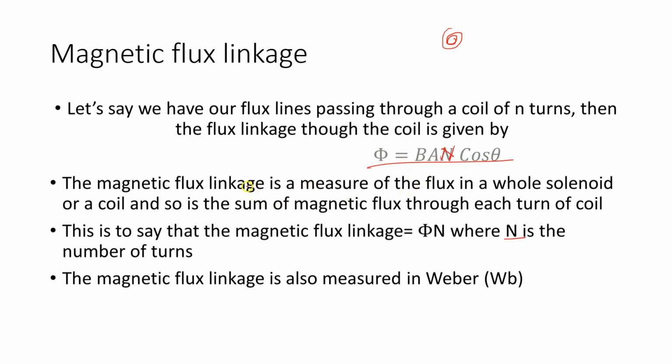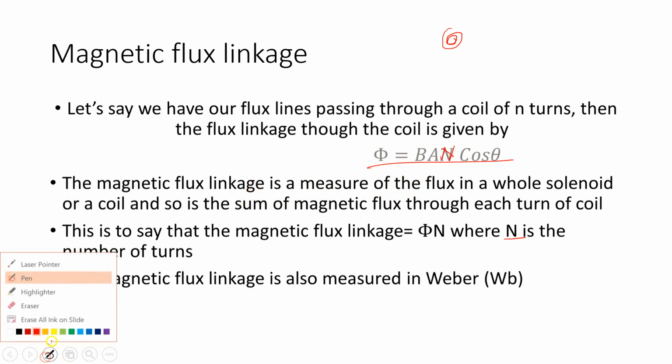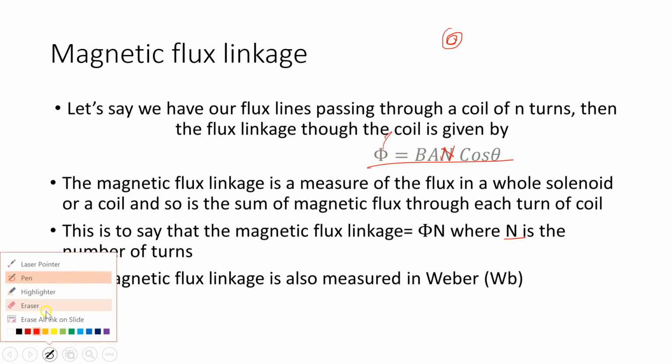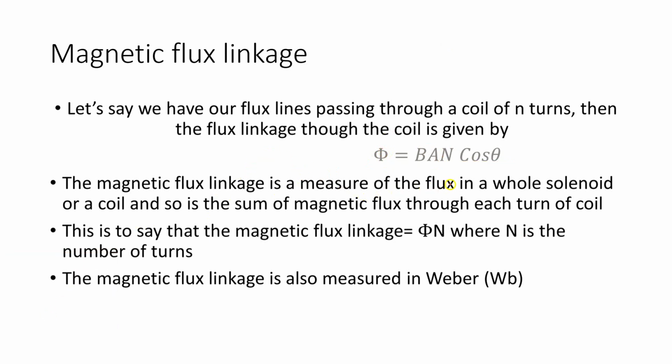So in essence, from a definition standpoint, magnetic flux linkage is a measure of the flux in a whole solenoid or a coil, and so is the sum of the magnetic flux through each turn of the coil.